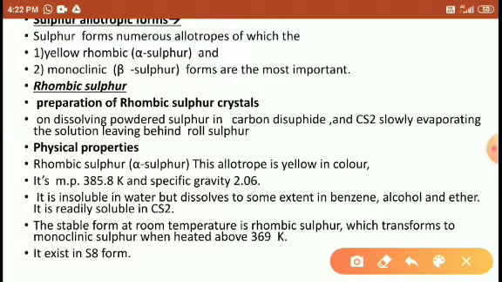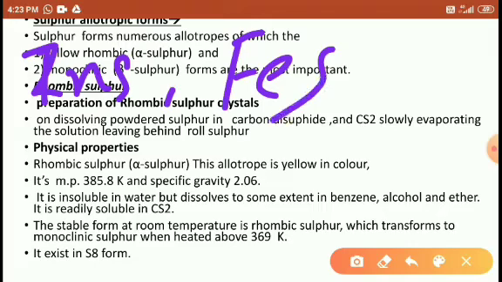Preparation: on dissolving powdered sulfur in carbon disulfide, and the carbon disulfide slowly evaporating. When we are heating, it slowly evaporates and leaves behind the rhombic sulfur. Right students? We are using the ore, the sulfur. What sulfur ores are available? Like zinc blende, ZnS, or FeS. So from these we have to purify the sulfur component.